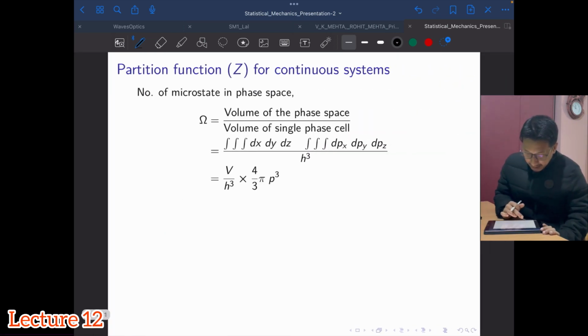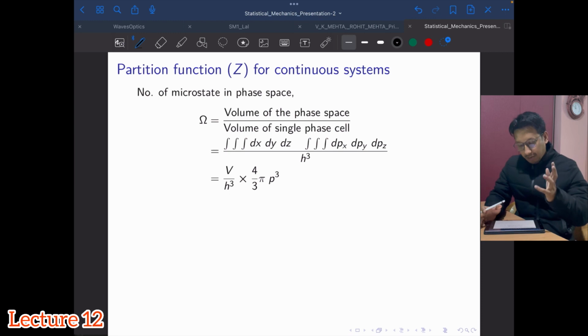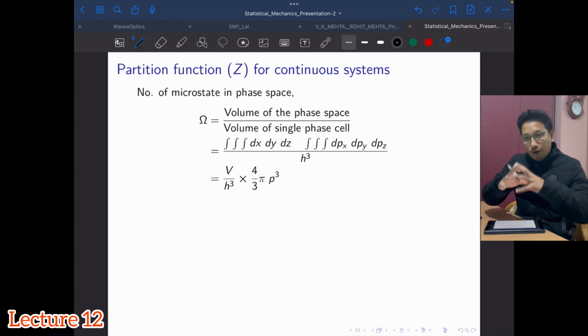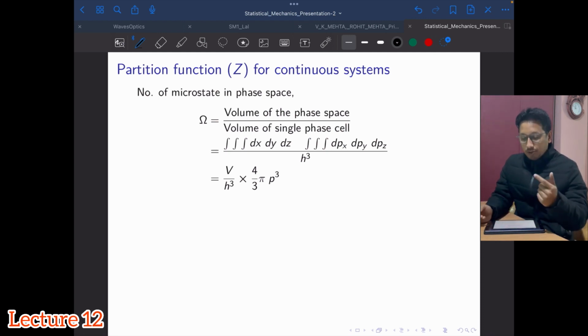First we will calculate the number of microstates in phase space. Phase space, as you all know, consists of mutually perpendicular momentum axes and the position or coordinate axes. The volume of the entire phase space divided by the volume of a single phase cell, which is h cube, gives the number of microstates in phase space.